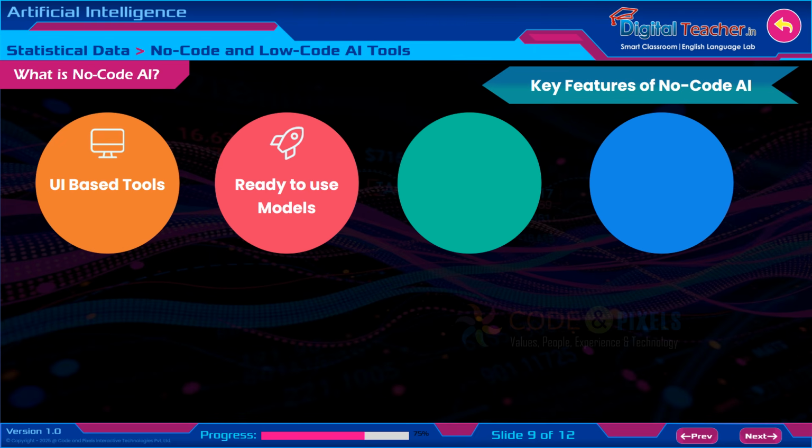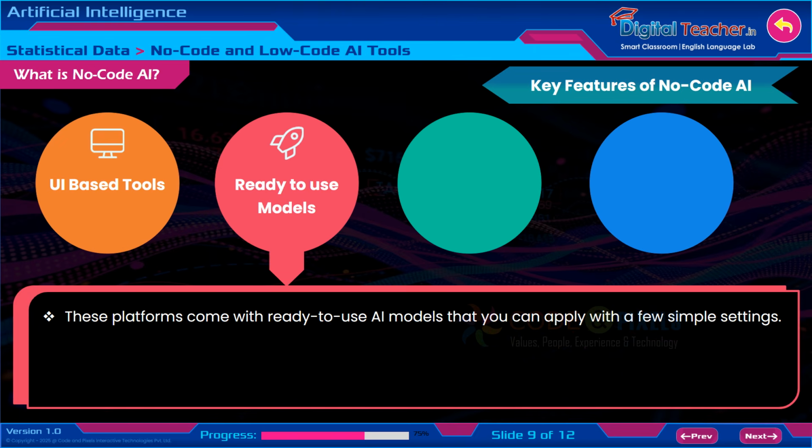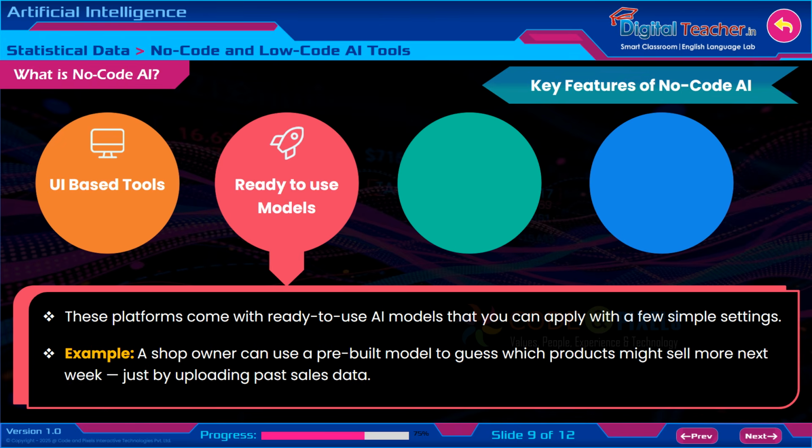Ready-to-use models. These platforms come with ready-to-use artificial intelligence models that you can apply with a few simple settings. Example: a shop owner can use a pre-built model to guess which products might sell more next week just by uploading past sales data.